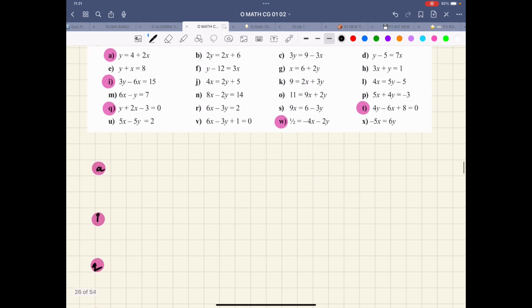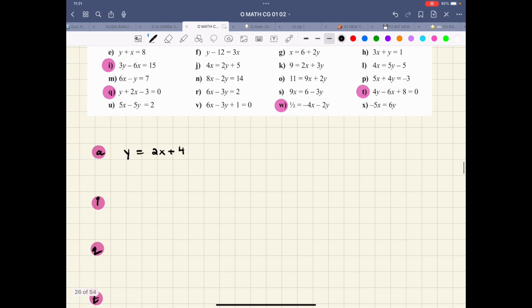What is A? Y is equals to 4 plus 2x. First write this thing in the proper format. Y is equals to 2x plus 4. And when I talk about I, this is 3y minus 6x is equals to 15.